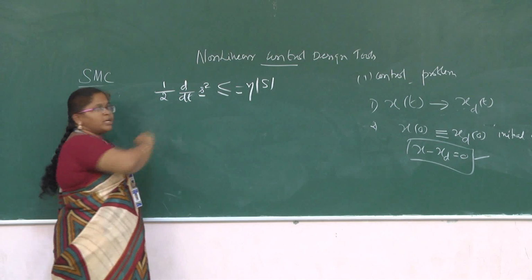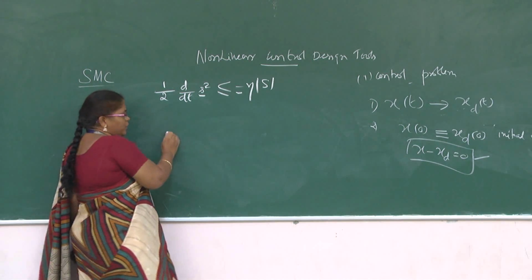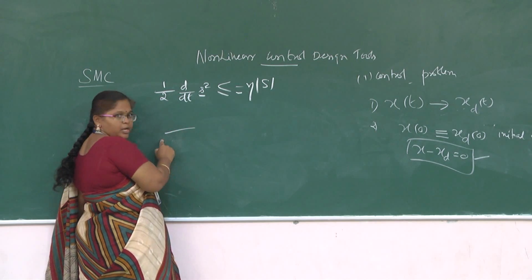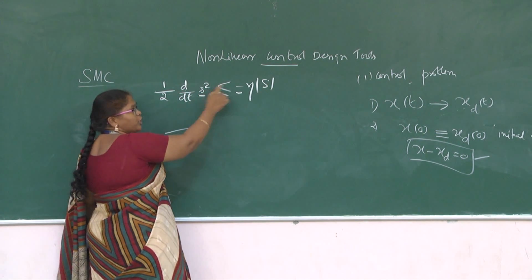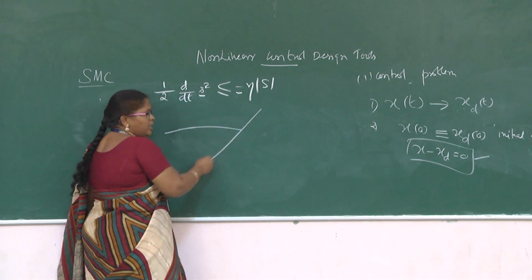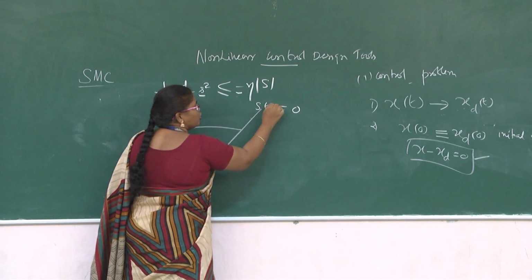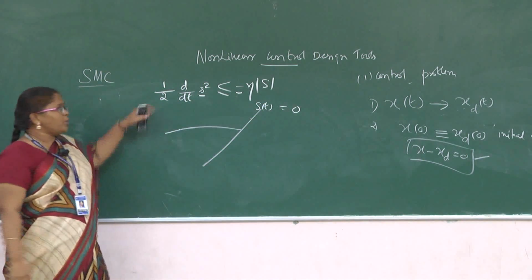So whenever you draw a path for this equation, it takes the form that it starts from somewhere, and then based on this s squared inequality, it is going to terminate at one line. That line is equivalent to 0. So we are going to call this line s of t. That is what it is going to say.